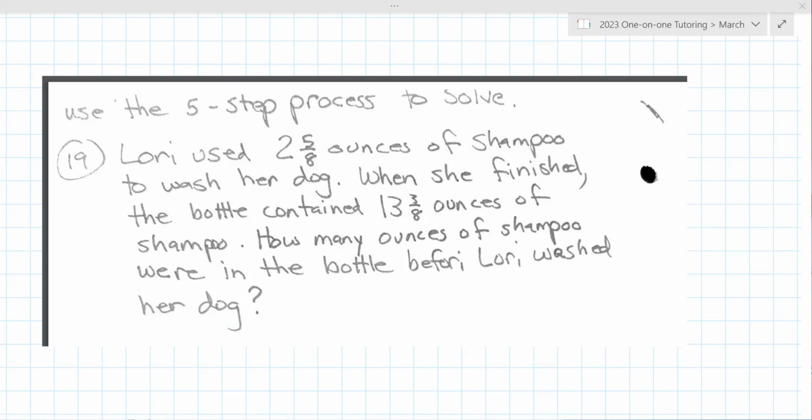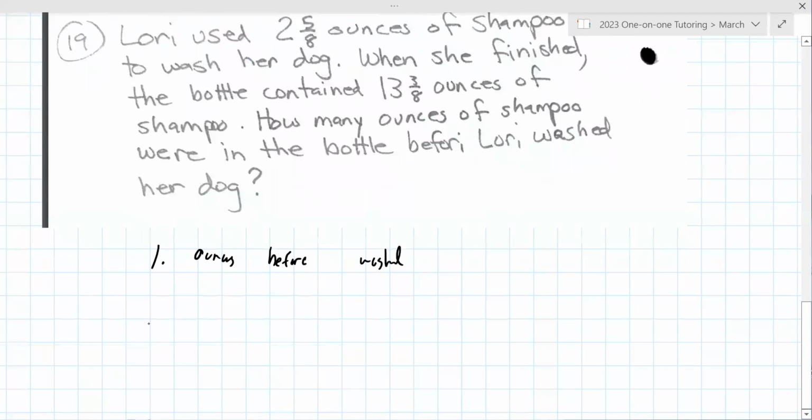So the first step is you write the question. So how many ounces of shampoo were in the bottle before Lori washed her dog? Yeah. Okay, and then step 2 is to draw a model.